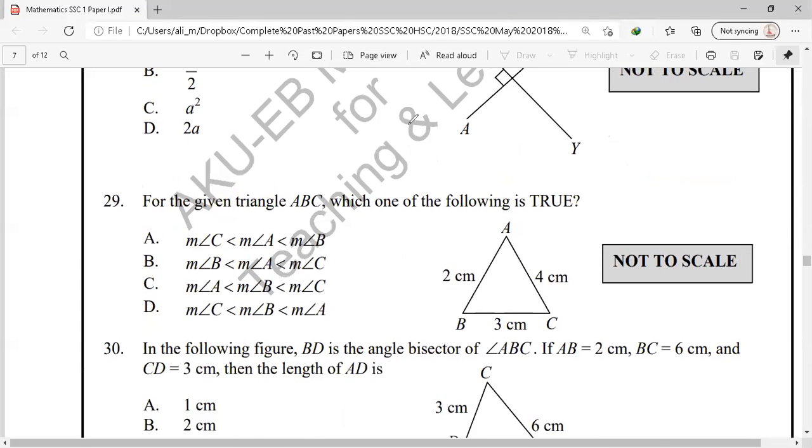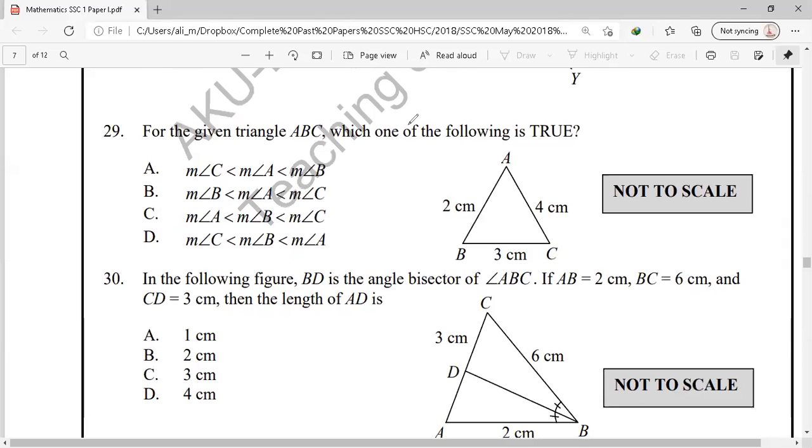So let's see question number 29. And in question number 29, this is the triangle ABC. And which of the following is the true statement? So from the given triangle, we know that this is the longest side, 4, and this is the smallest side, that is 2. And according to the theorem, the angle opposite to the longest side is always greater. So this would be the longest angle and this would be the smallest angle.